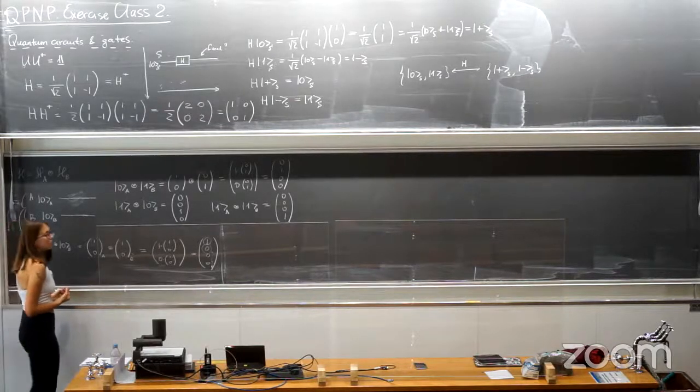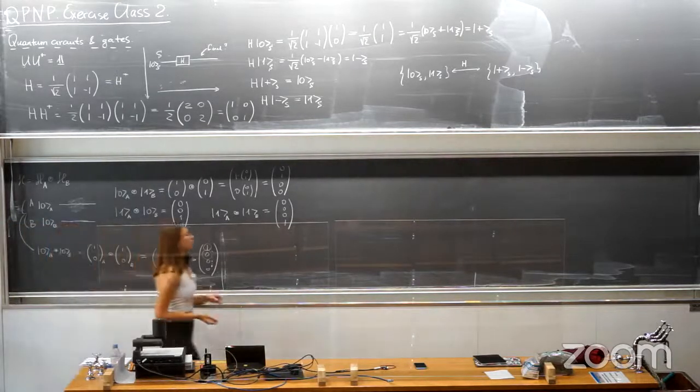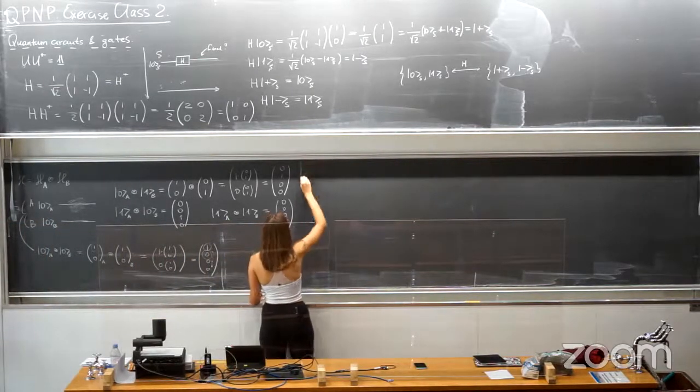Okay, so does everybody understand how to do the tensor product? This is very important, at least for the vectors. Now we'll talk a bit about the matrices, which follow the same rule basically, but just a bit more calculation.